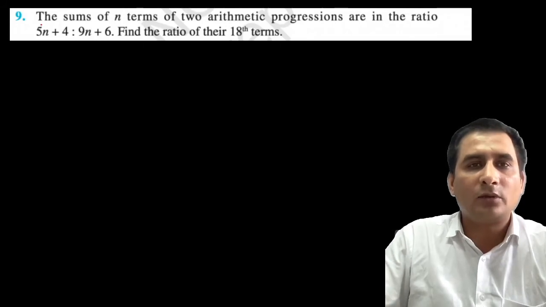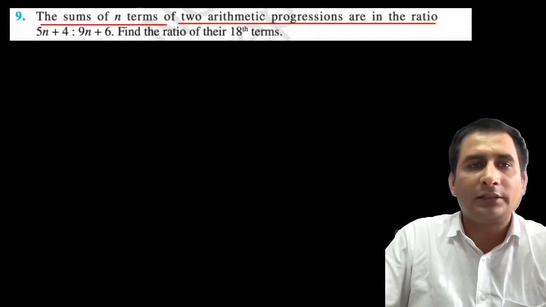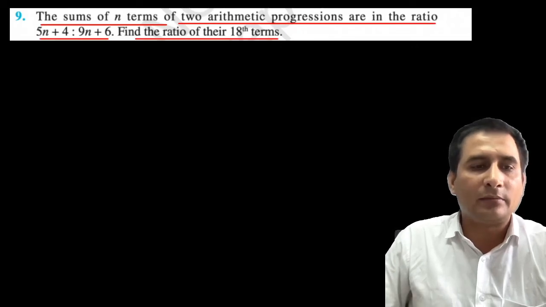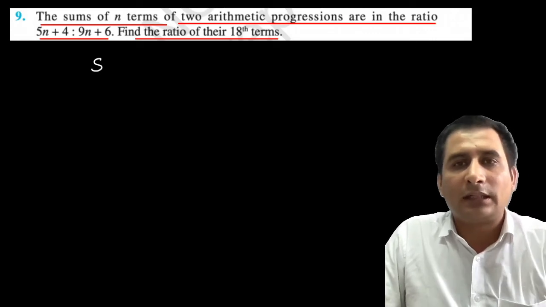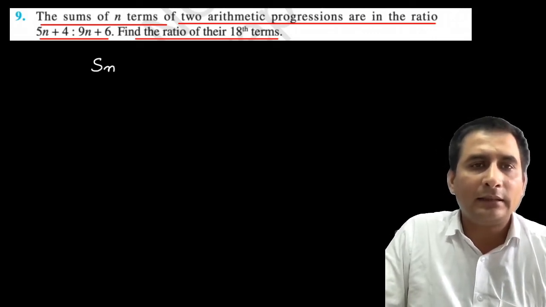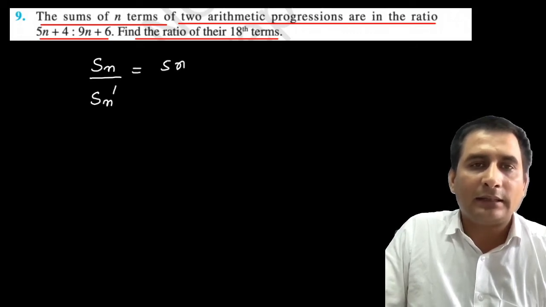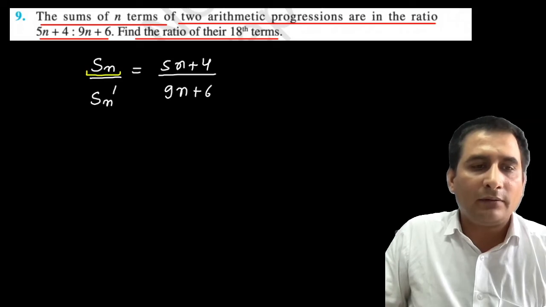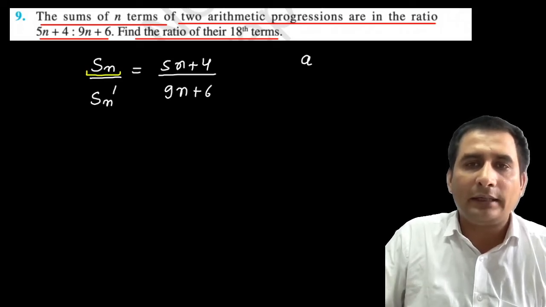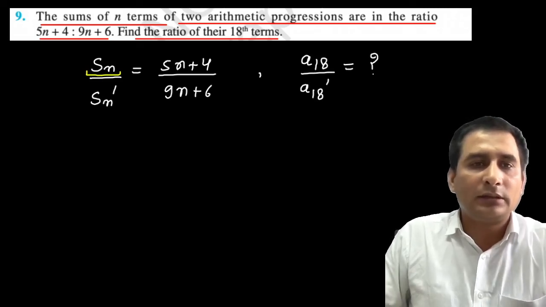Look at this question 9. The sums of n terms of two arithmetic progressions are in the ratio. Find the ratio of their 18th term. So let me write the given data. दो arithmetic progression हैं, Sn and suppose it is Sn dash. The ratio is given, 5n plus 4 upon 9n plus 6. So what is the formula for Sn? Let us put the formula here. And what we need to find here? We need to find out A18 upon A18 dash. So I'm using the dash for the second AP, right? So this thing we need to find.